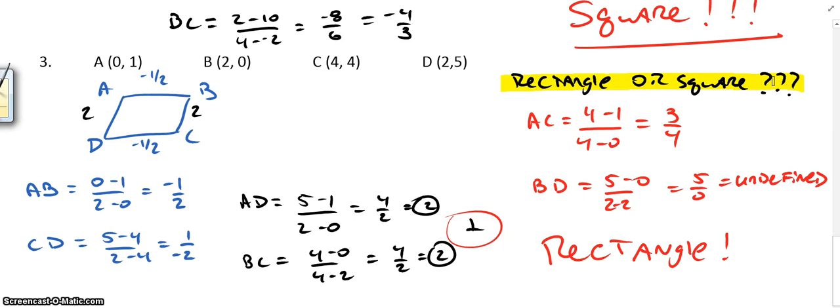So we test our diagonals, and we notice we get 3/4 and undefined. Those two are not opposite reciprocals, so we have a shape that has 4 right angles and not perpendicular diagonals. Therefore, it is a rectangle.